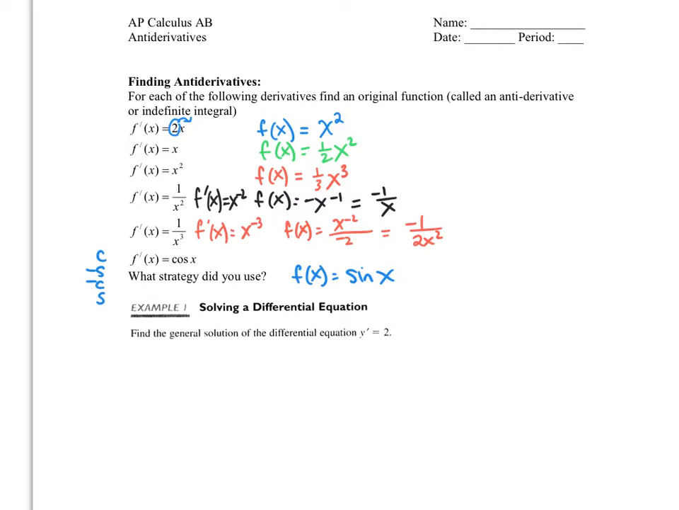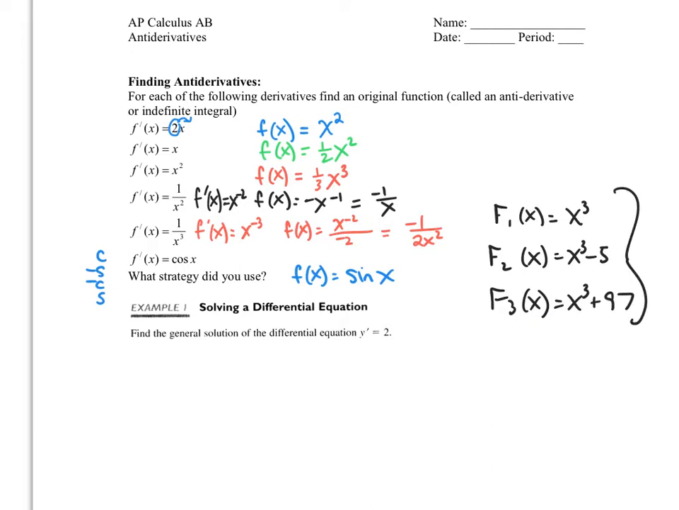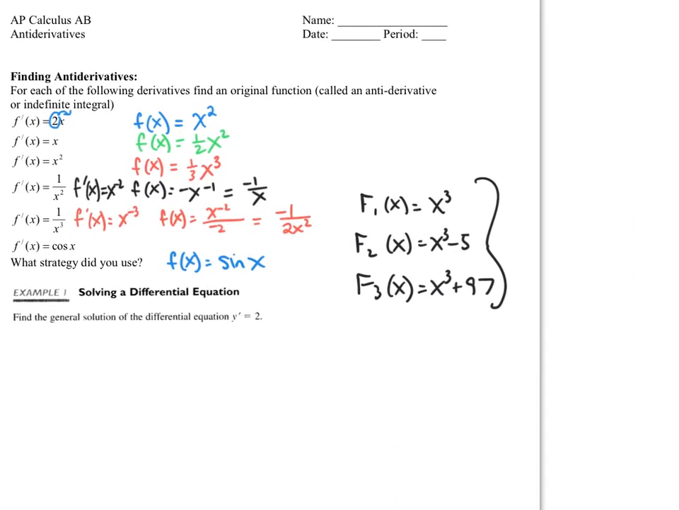All right. So in example 1, so it asks for all of these, what strategy did you use? Well, if you look at this, f1 of x, we had x cubed. f2 of x, we have x cubed minus 5. f3 of x, we have x cubed plus 97. If I were to take the integral of all of these and figure out what the original value is, I would say that my f of x is 3x squared. True? It works for all three.